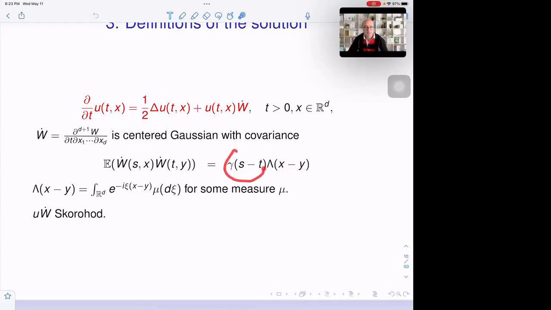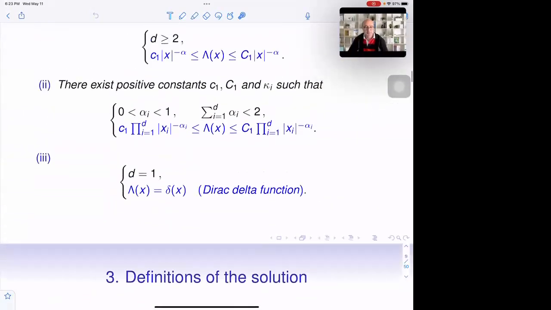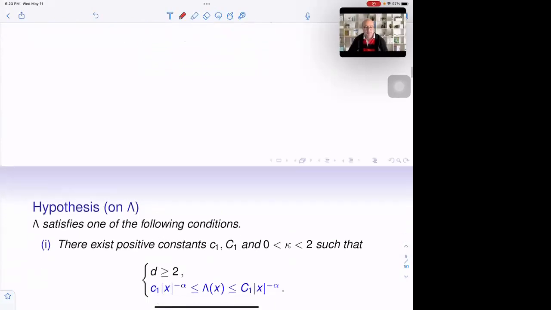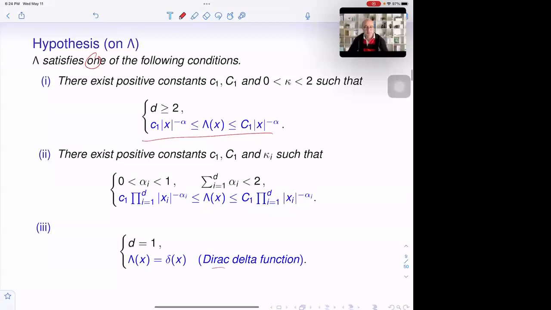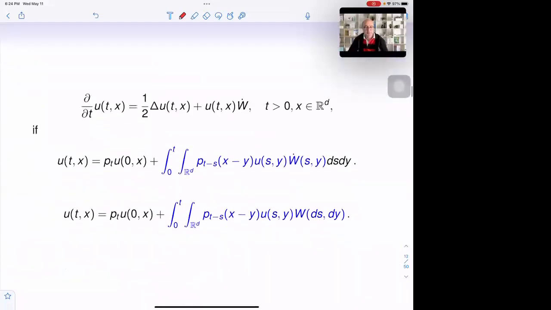So the time covariance structure and the spatial covariance structure. As I said, this structure depends on the difference of the time and the difference of the space. So it's homogeneous in time and homogeneous in space. If this gamma satisfies this property for some alpha 0 between 0 and 1, and if lambda satisfies one of these three conditions, or this property, then you can show the existence and the uniqueness of the solution.